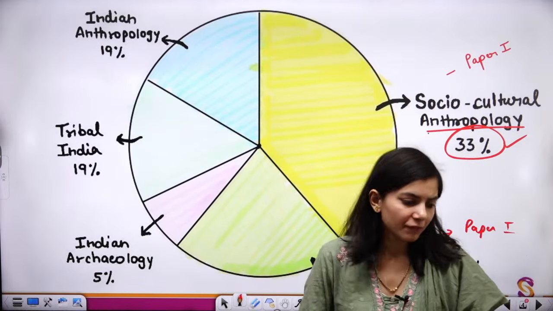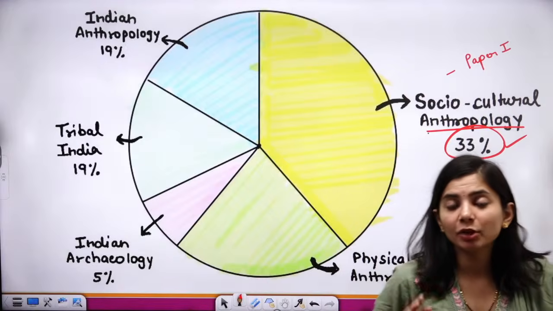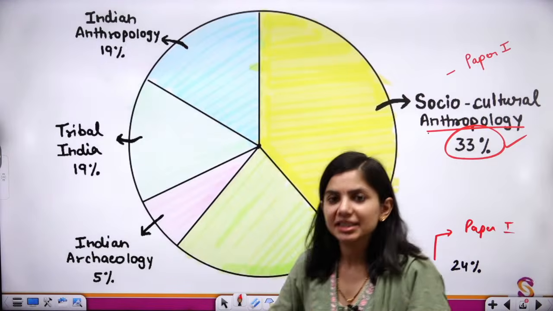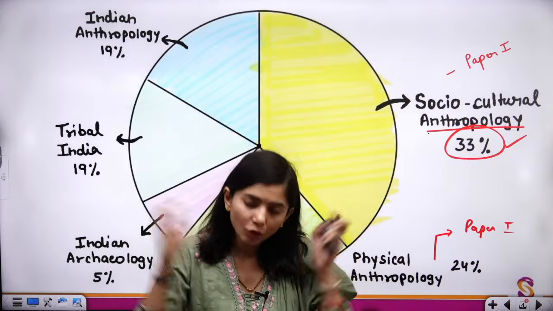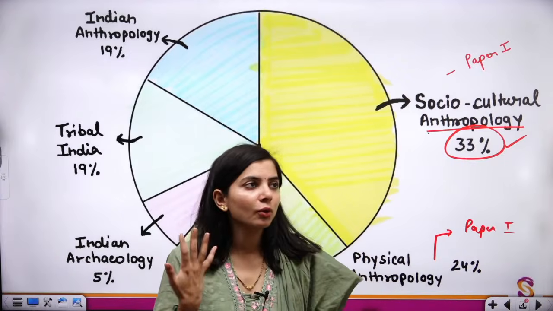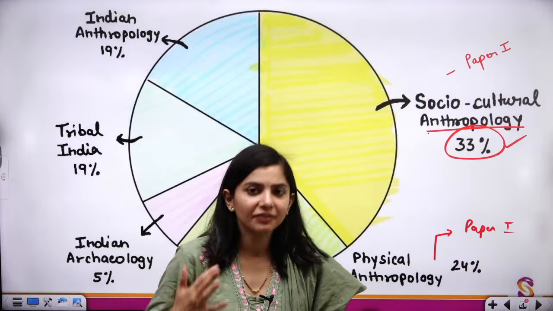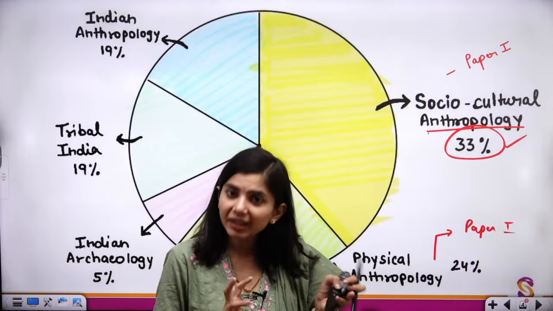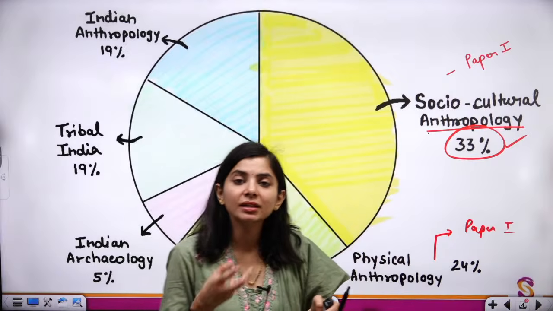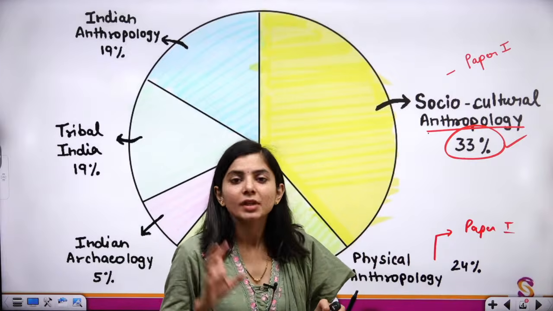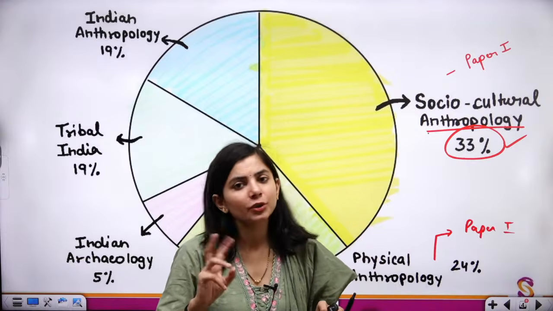Let me tell you one more thing: in GS paper 1, 2, 3, 4, even if you put in so much effort, you still cannot create that much difference. The privilege provided by the GS paper is not as much as that given by the optional paper. So that's the kind of difference you need to understand.